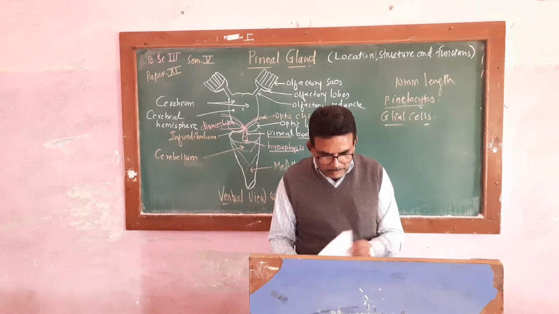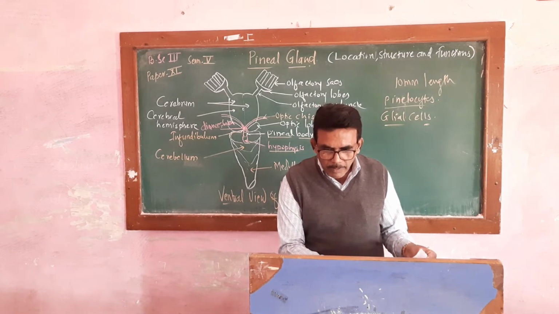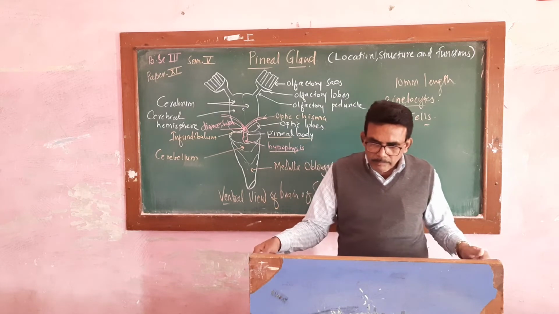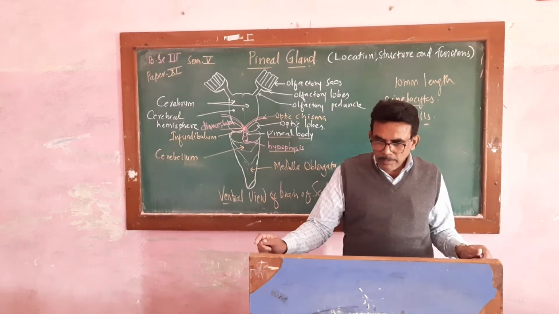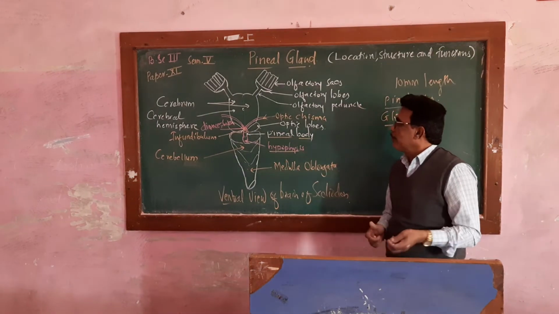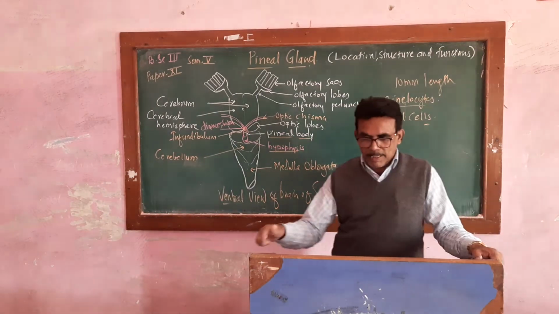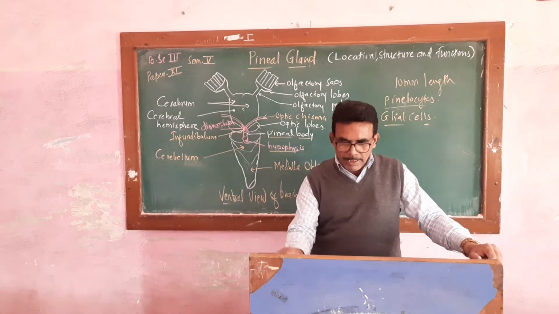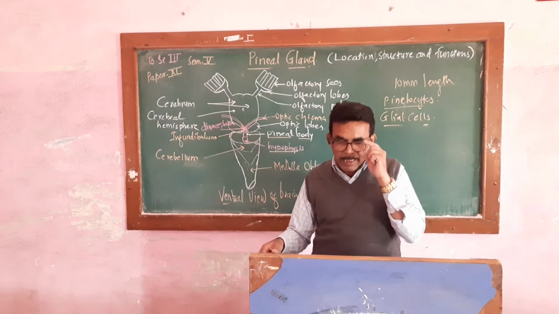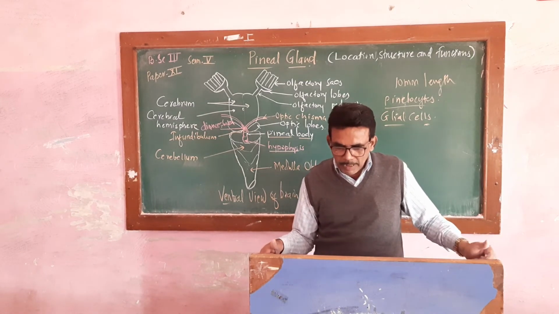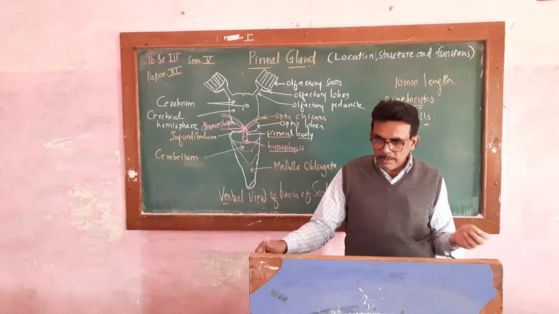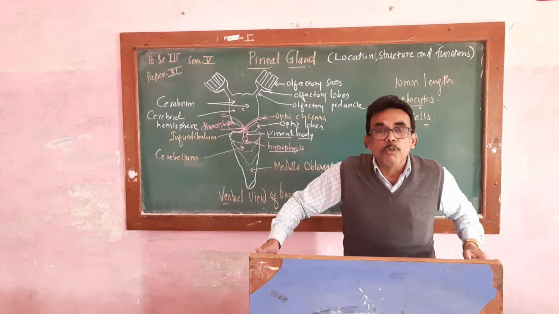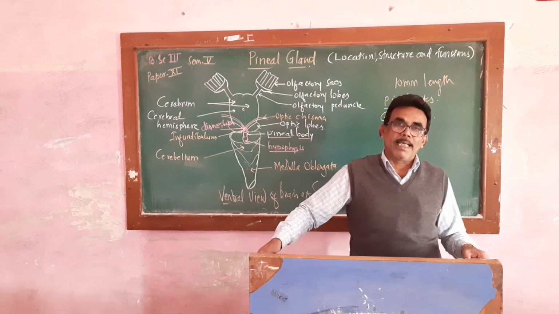So this secretion is mainly regulated by the pineal gland. Then the sexual behavior. The third function is sexual behavior. Mainly this pineal gland actively participates in the secretion of various hormones, among which they are useful in the menstrual cycle.